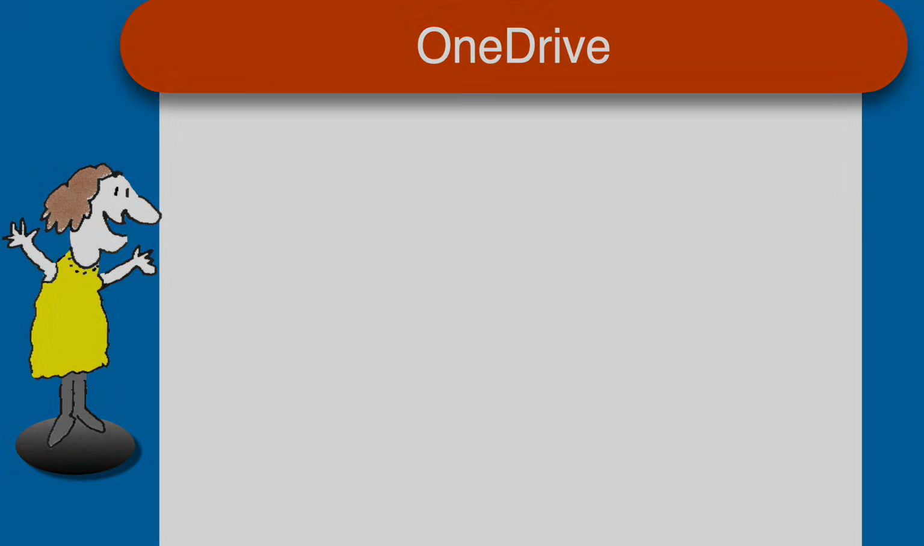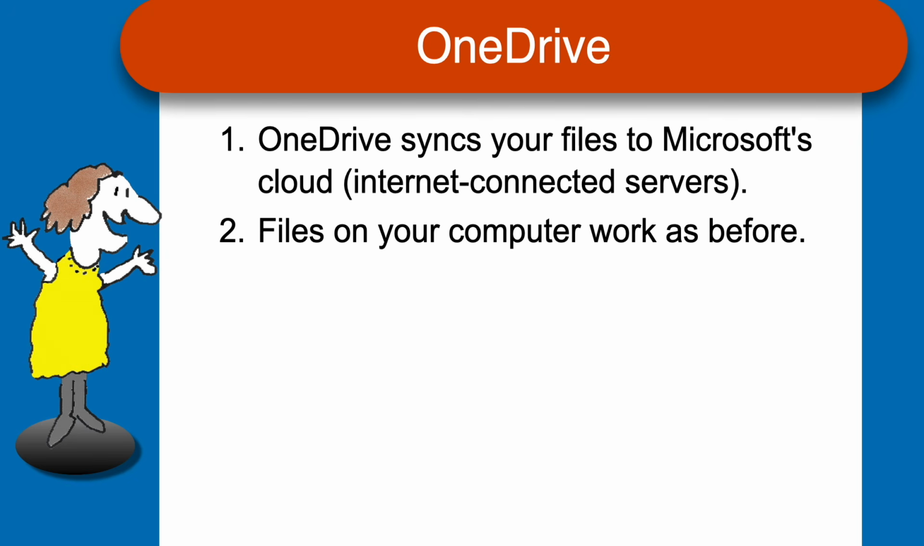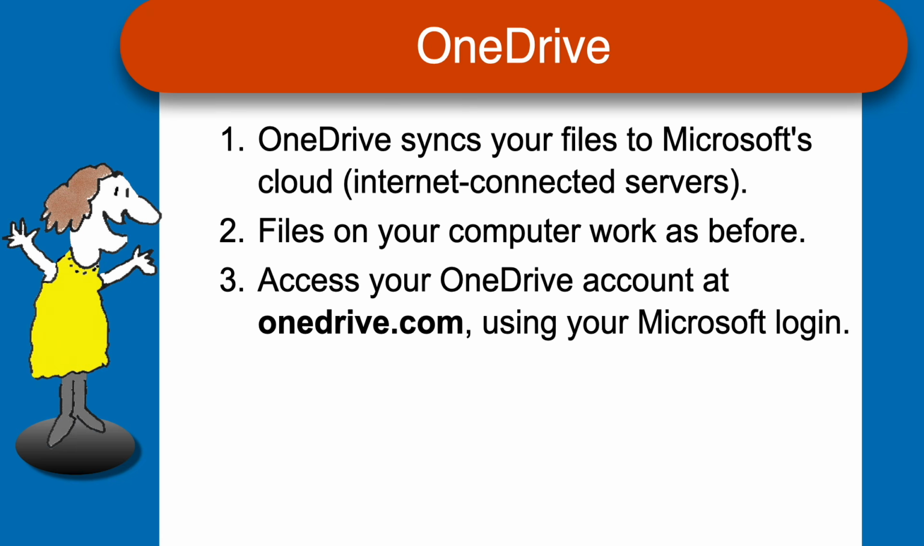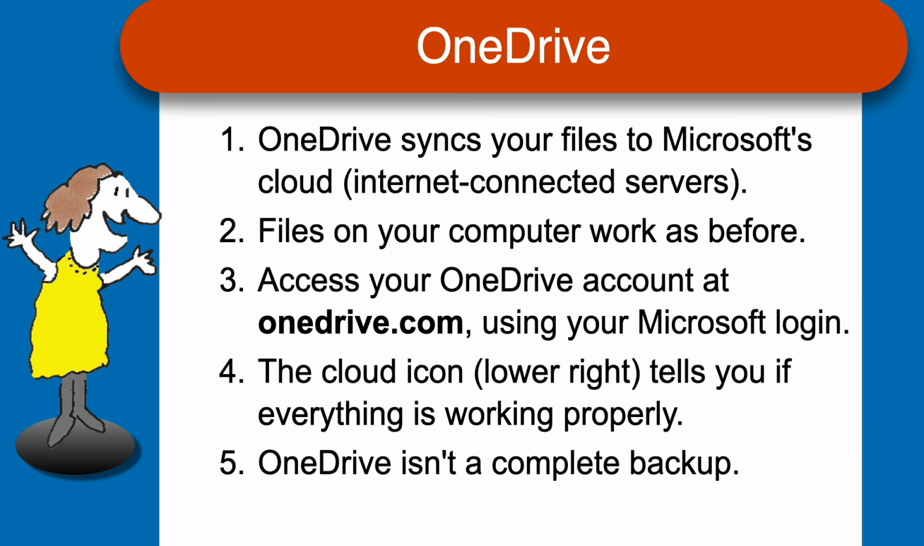So here's a quick recap of the key concepts we covered in this video. OneDrive syncs your files to Microsoft's cloud. Your files remain accessible on your computer and you work with them exactly the same way. You can also access the files in your OneDrive account at onedrive.com using your Microsoft account credentials to log in. The cloud icon on the lower right corner of your screen tells you whether everything's working properly. Clicking the icon gives you access to more details and settings. OneDrive protects your files, but it isn't a complete backup.